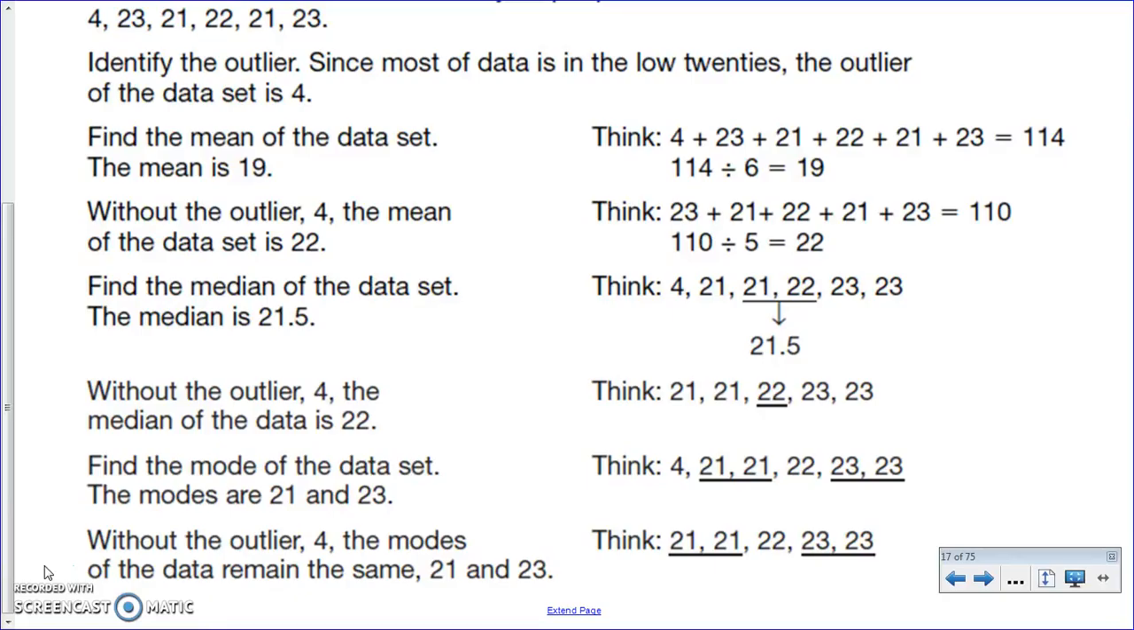Then we find the mean without the outlier. So we add it up again, but this time we don't add the 4, and now we're dividing 110 by 5, so we get 22.